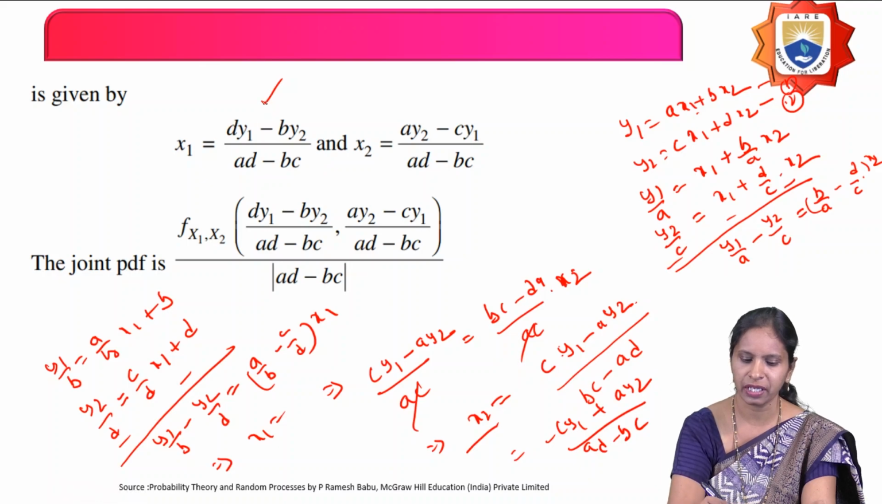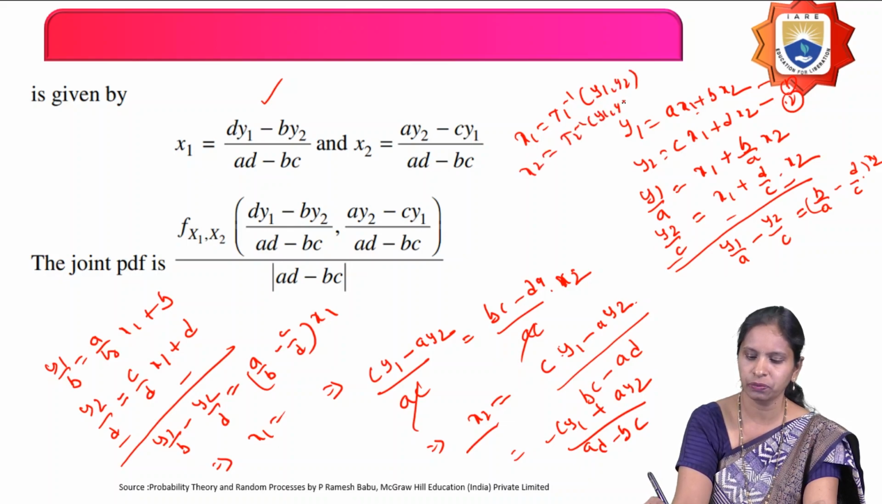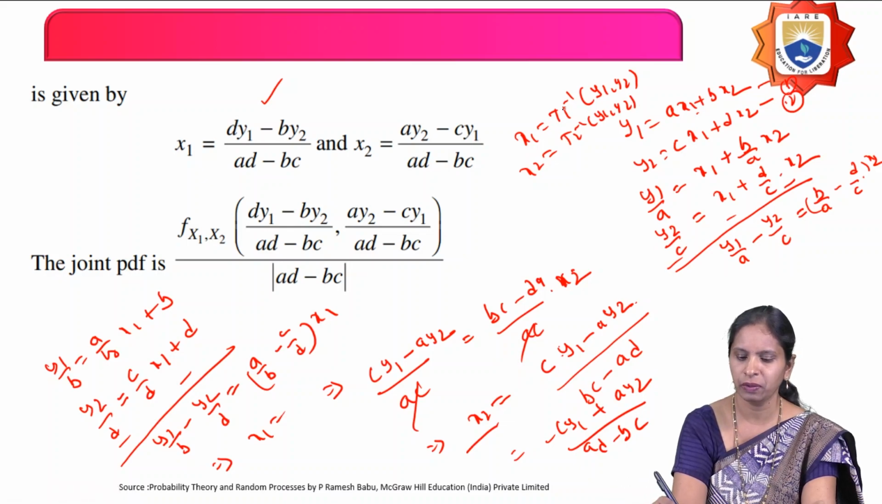This is nothing but what? x1 in terms of y1, y2. So what is x1? T1 inverse of y1 comma y2. And what is x2? It is nothing but T2 inverse of y1 comma y2. So by performing the inverse operation on y1, y2, you are getting a new random variable.